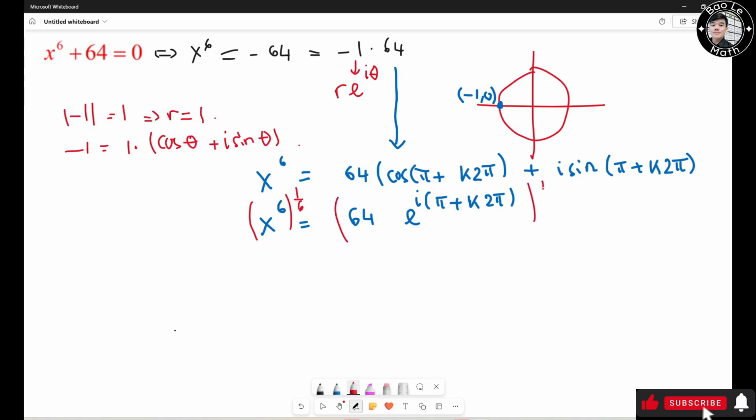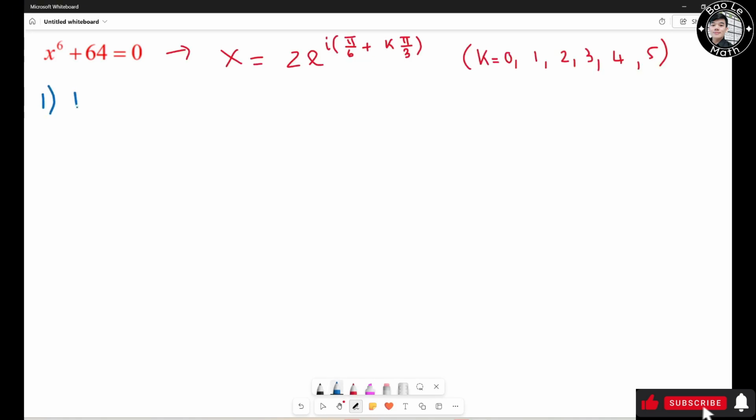Now we're going to raise both sides to the power 1 over 6. So it turns out to be S equals 64 raised to the 1/6, which is going to be 2, times e to the i times pi over 6 plus k 2 pi divided by 6, which is k pi over 3, right? For k equals 0, 1, 2, 3, 4, and 5, right?